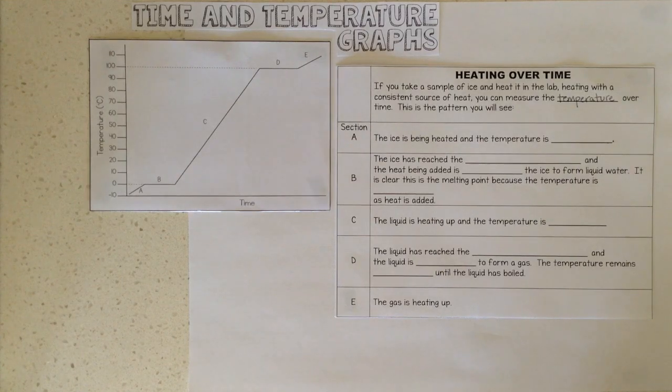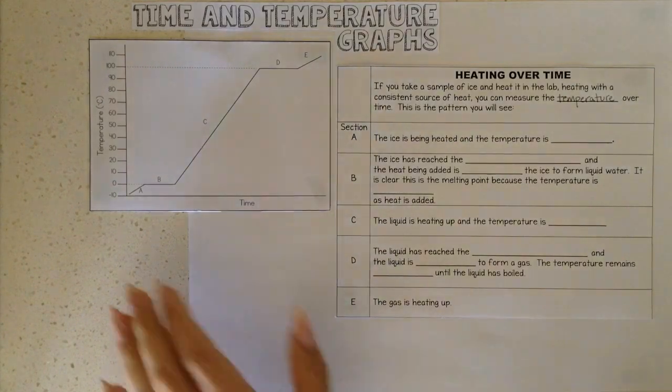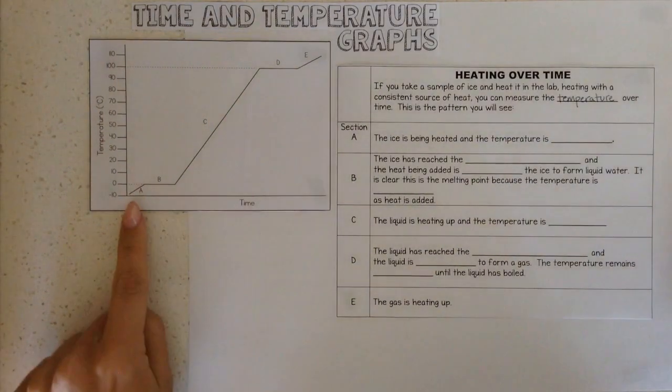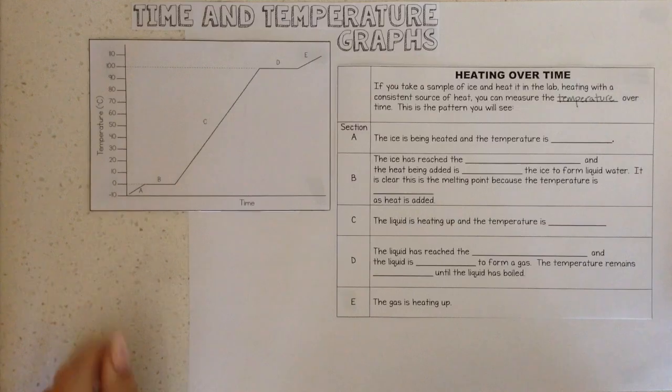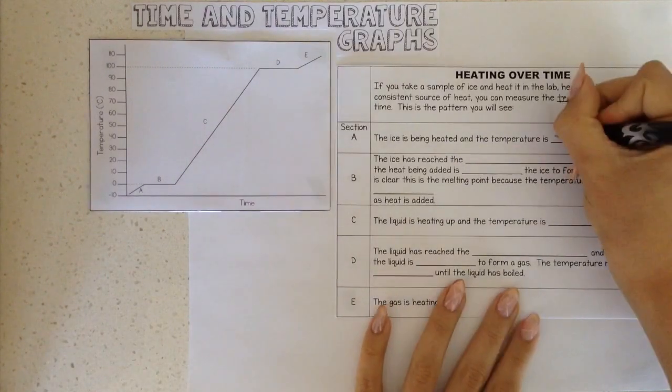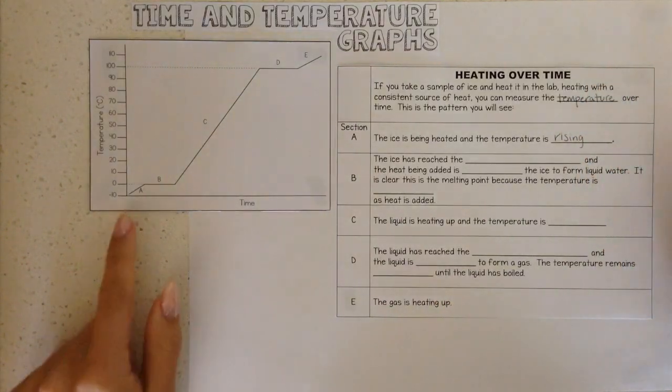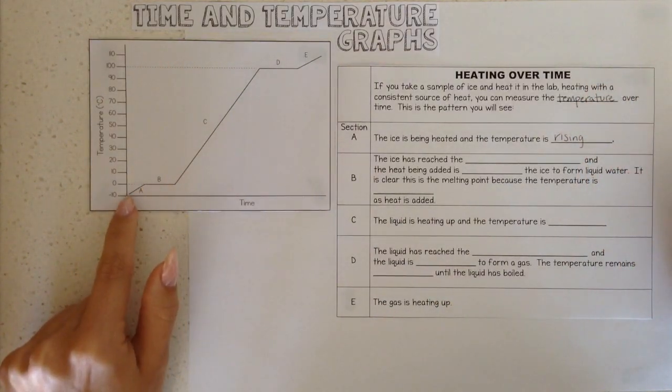If you take a sample of ice and heat it in the lab, heating with a consistent source of heat, you can measure the temperature over time. This is the pattern that you will see. In section A, ice is being heated and the temperature is rising. I know we have ice at this point because we're below zero once we've started.